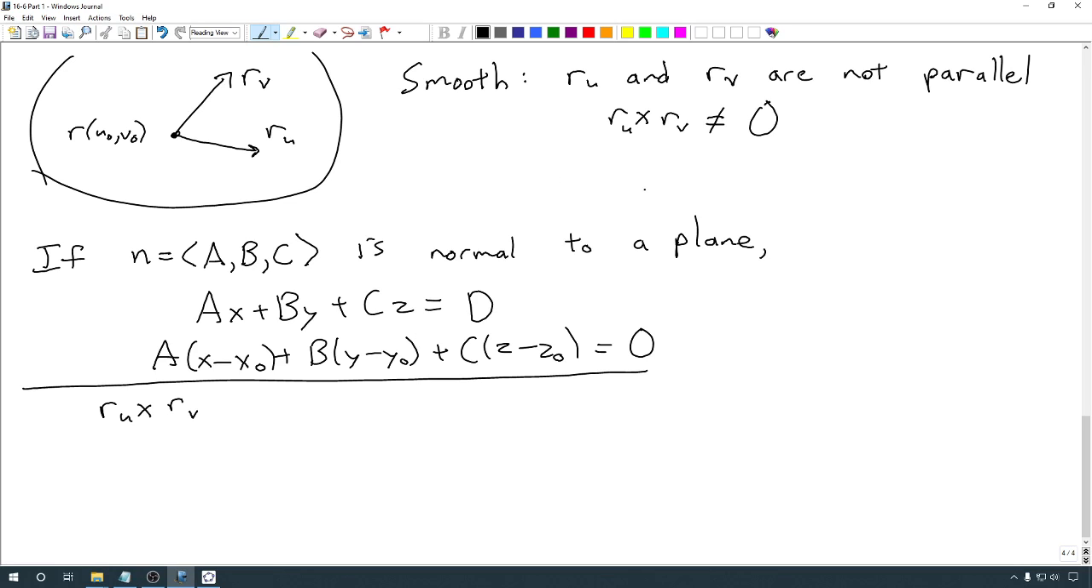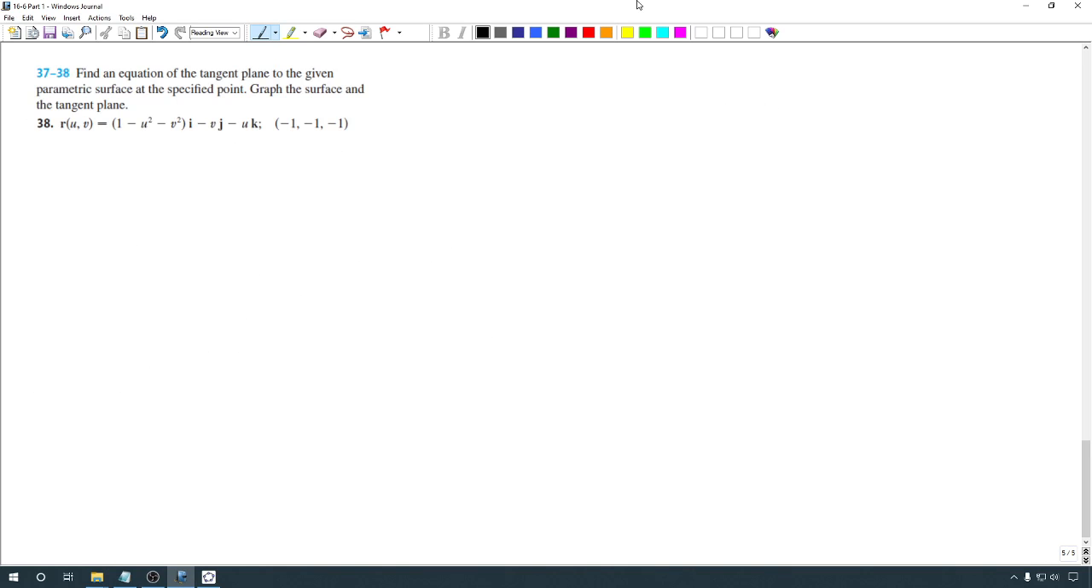In fact, we'll basically take that as our definition. If this is not equal to 0, then our parameterization is smooth, and since it's smooth, we can use the cross product to find the tangent plane. So let's take a particular surface and find a tangent plane at a particular point. Our surface has components of 1 minus u squared minus v squared, then minus v and minus u, and we want to find the tangent plane at -1, -1, -1.